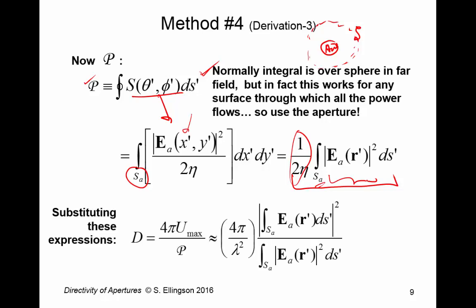And then we substitute these expressions back into the directivity expression. So 4 pi times the maximum radiation intensity, derived on the previous slide, divided by power, which is what we've just computed here. And we get this expression here. 4 pi over lambda squared, right? From the maximum radiation intensity, we get this magnitude of the simplified spatial Fourier transform. And then from the total power, we get this integral of the magnitude of the aperture field squared. So everything is in terms of the aperture fields. This is the expression that we're interested in using. This is method 4.